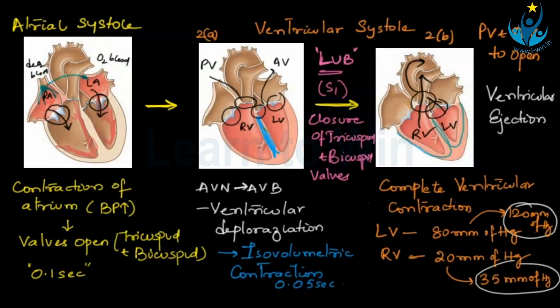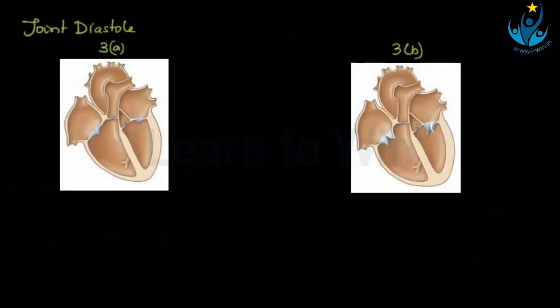Now let us go to the next part. As we were talking about it, we are going to talk about the next stage, that is joint diastole. In the joint diastole, again, I have given two images, 3A and 3B.